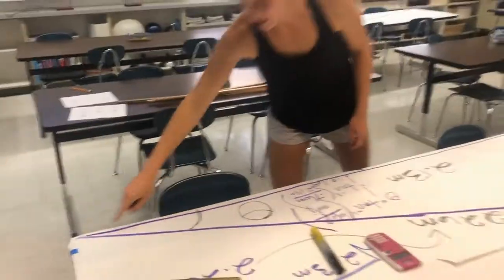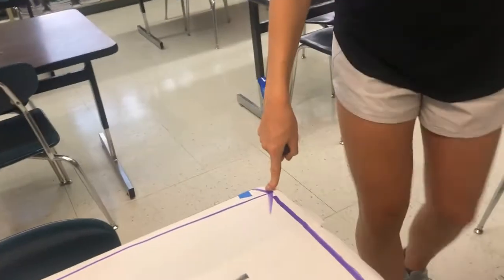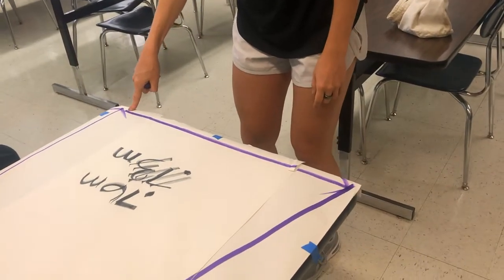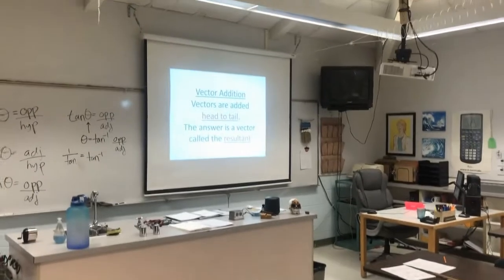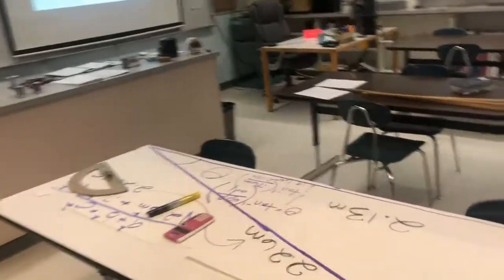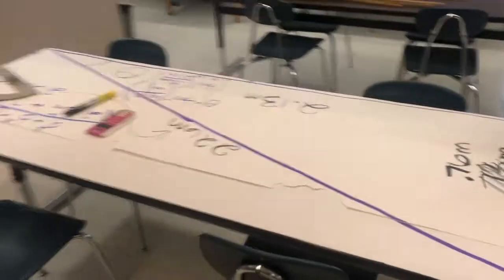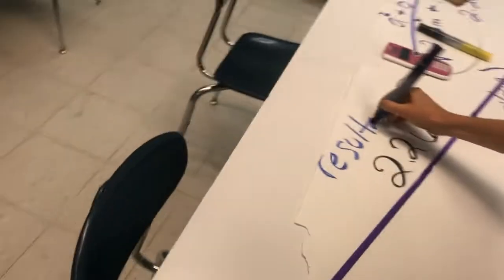All right, so what does that mean? Here's my first vector, here's the tail, here's the head. We added these head to tail, the head of this arrow is attached to the tail of this arrow. And it says the answer is called the resultant. So this vector added head to tail to this vector gives us this one. We call this the resultant. I'll go ahead and label it here for you guys. This is the resultant.